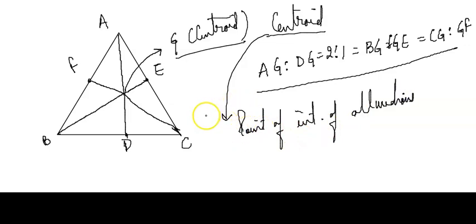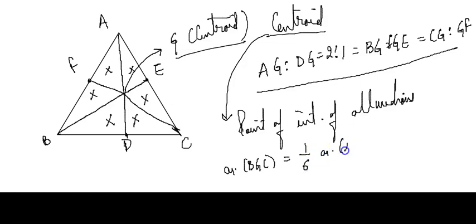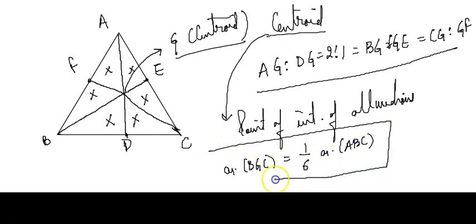One more thing, the centroid of a triangle divides it into 6 triangles of equal area. The areas of all these 6 triangles are equal. That means the area of BGC, the area of DGC, CGE, all these are equal, or we can say the area of one such triangle is equal to 1/6 the area of triangle ABC. Just keep this in your mind.